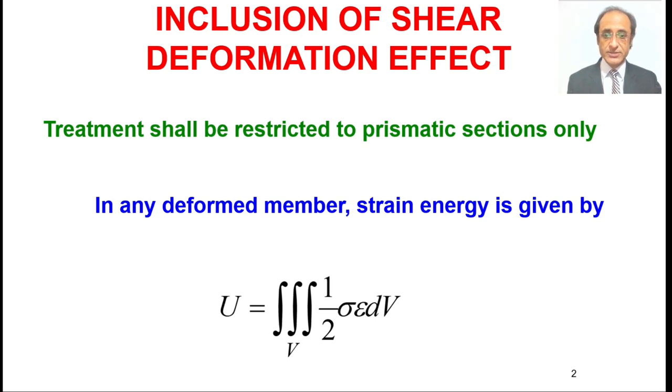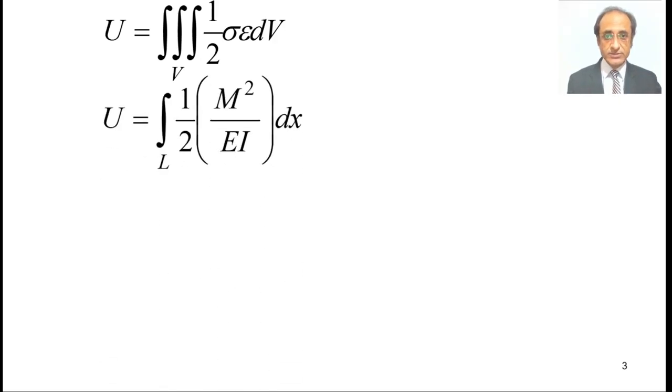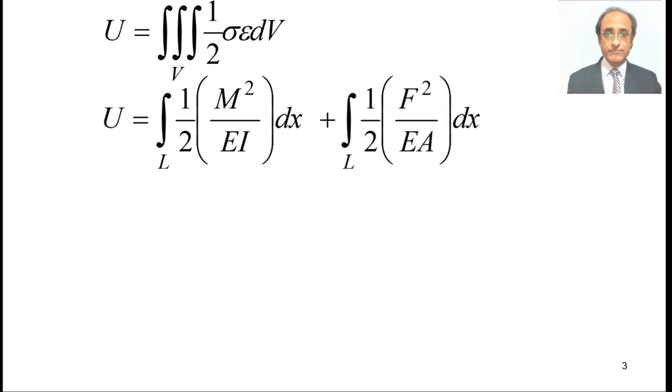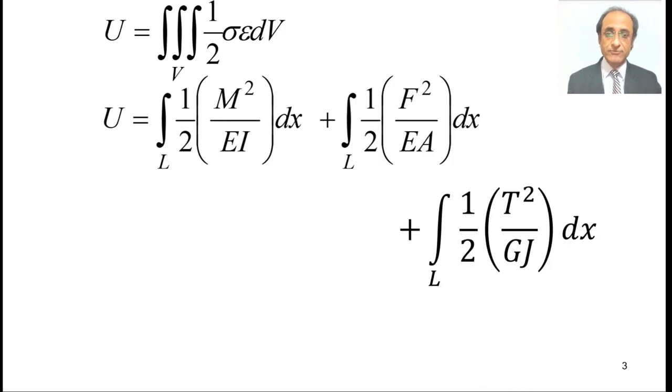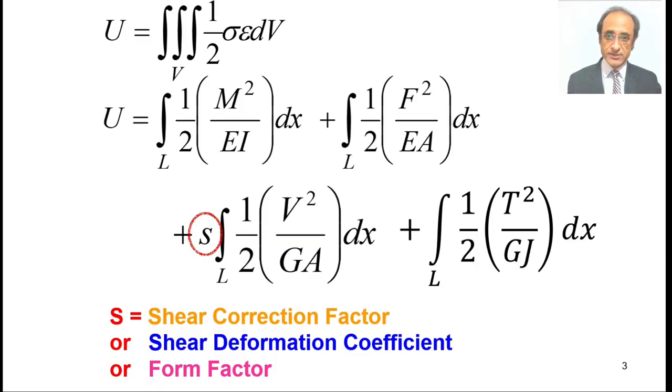That is, we do a volume integration of half into stress into strain, and this stress and strain could be of any type. It could be axial stress and strain, or the bending stress and strain, or shear and torsion. So if we split this equation into various components, we have the bending component, which is relevant to beams and frames. We have the axial component, which is relevant for truss members. We have the torsion component, and we also have the shear component. Now in the case of shear, there is one extra term which is S. This is called the shear correction factor or shear deformation coefficient or form factor, and is required to take care of the implicit assumptions for shear.